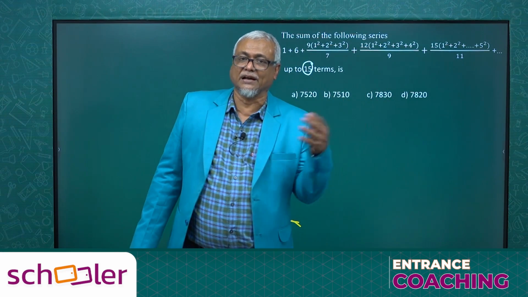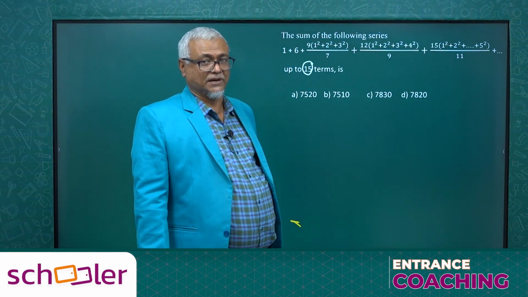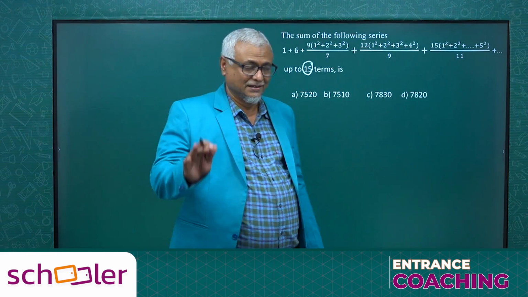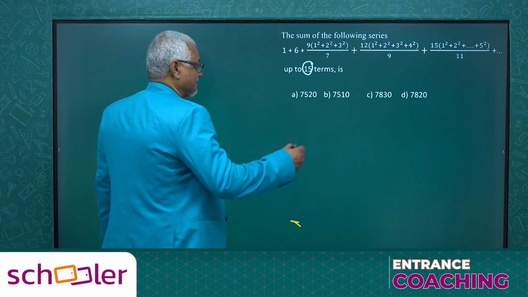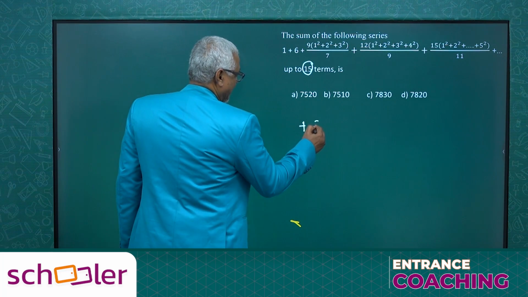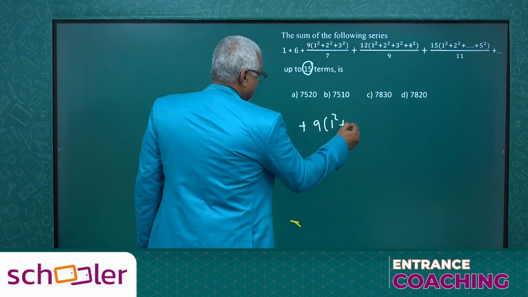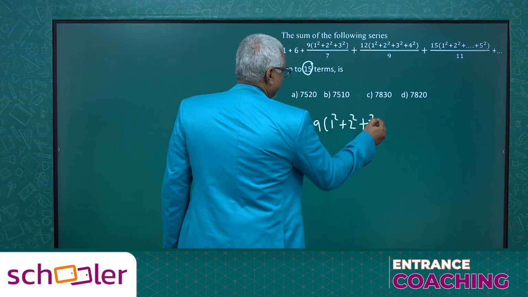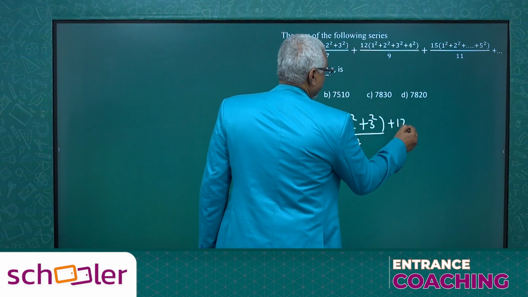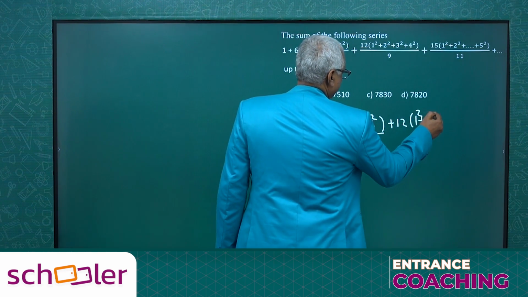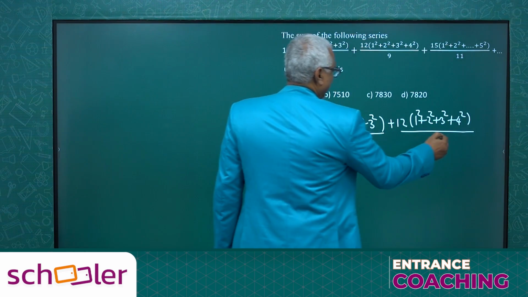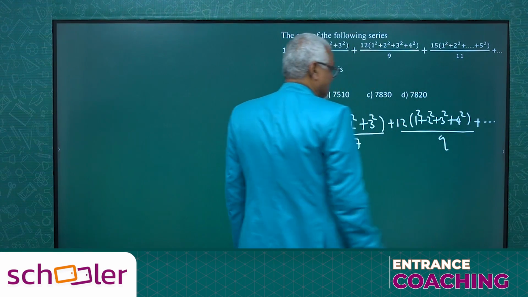So we have to rewrite the first and second terms in the same pattern. That is the tough thing, of course. So I write from the third term: plus 9 times 1 square plus 2 square plus 3 square, whole divided by 7, plus 12 times 1 square plus 2 square plus 3 square plus 4 square, whole divided by 9, plus etc. We need up to this.